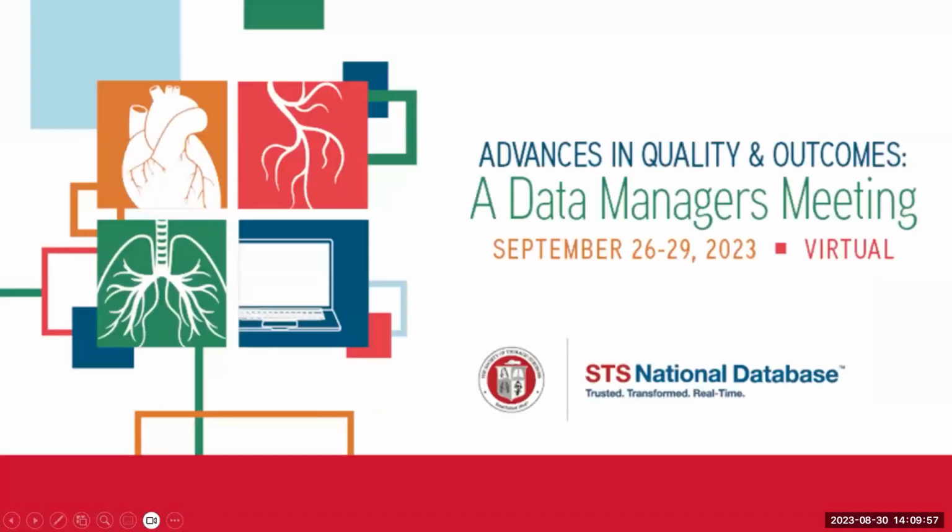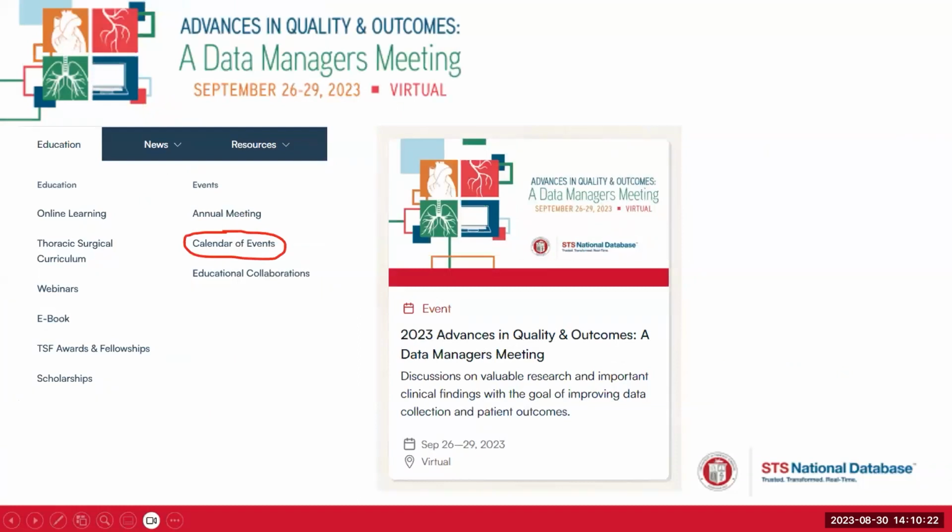Just moving through my slides real quick here. I did want to talk real quickly about AQO because it's coming up quickly. AQO is the Advances in Quality and Outcomes meeting, a data managers meeting. I've put together some steps to find the link to register for the event. If you go to the STS website, this is in the education tab. If you click into the calendar of events, you'll see it posted.